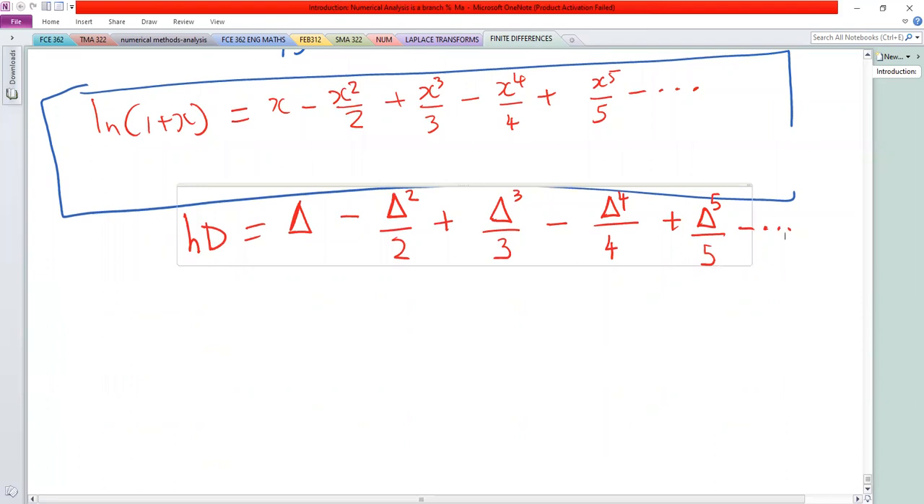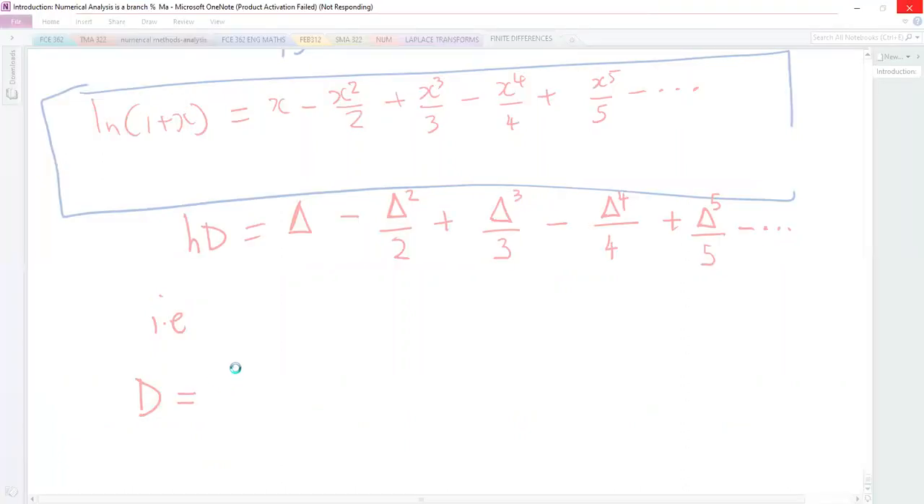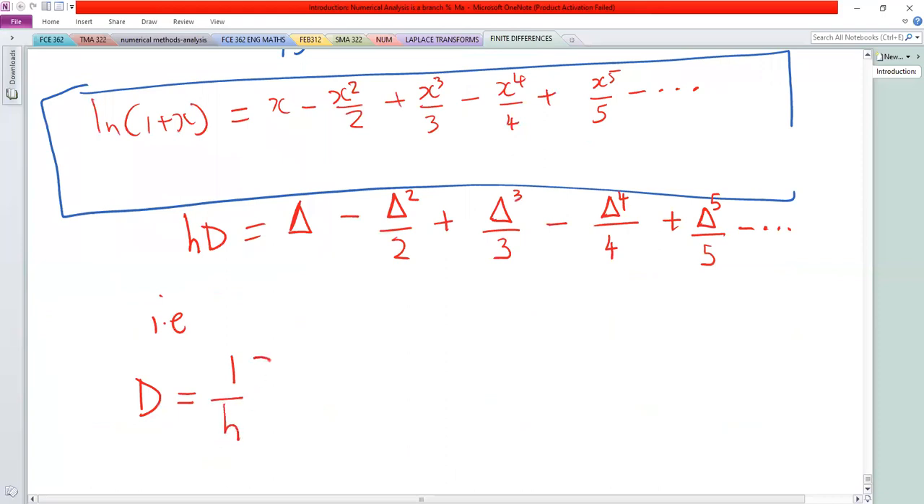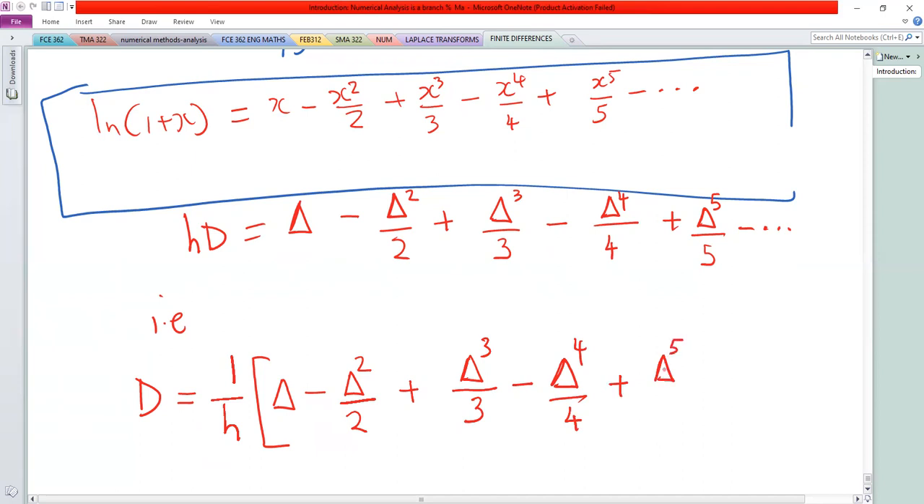So which tells us that the differential operator can be written as 1 over h multiplied by forward minus forward squared over 2 plus forward cubed over 3 minus forward power 4 over 4 plus forward power 5 over 5 minus other terms of the same pattern. So that is the relationship between the differential operator and the forward difference operator. You can as well get other relationship between the differential operator and the backward difference operator and still get the result. Thank you.